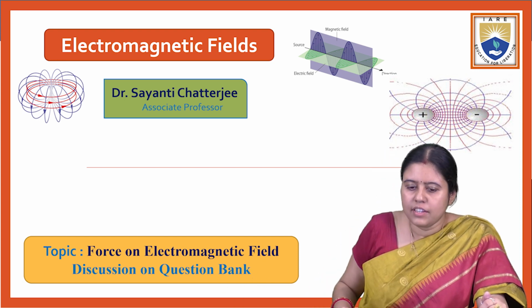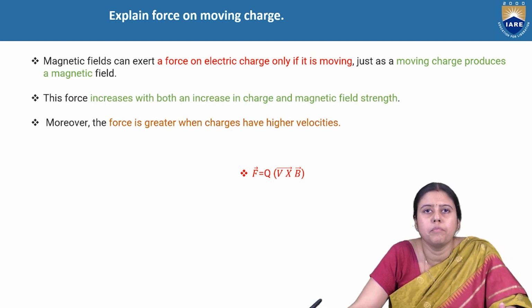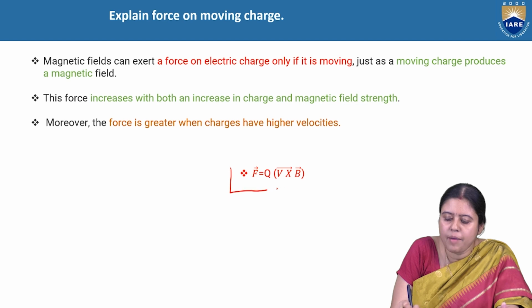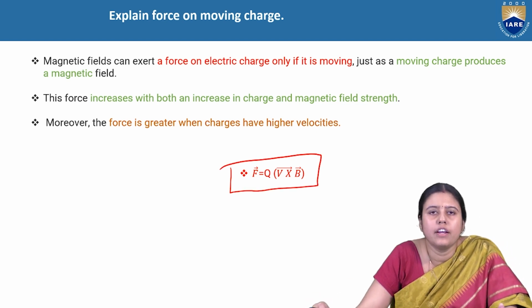So the first question that comes to mind is the force on a moving charge. What do we mean by the force on a moving charge? A magnetic field can exert a force on an electric charge if it is moving. If the charge is stationary, it will not exert any force. So we can say magnetic fields can exert a force on an electric charge only if it is moving, and we can write the force as F equals QV cross B.